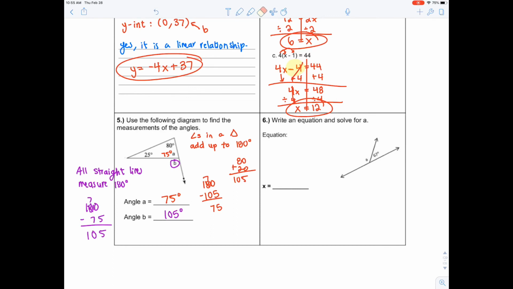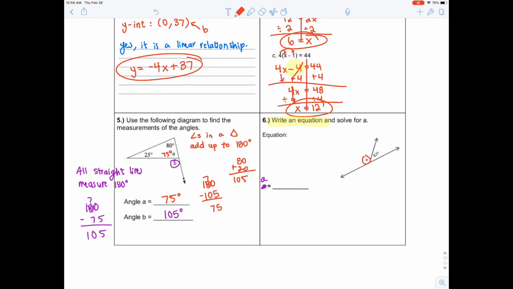Excellent. Okay, number 6, it says to write an equation and solve for A. Okay, this answer text is wrong, that should be an A. So again, using that same concept from question 5, if I were to erase this purple line here, I would create a straight line, correct? So I need to find the measure of this red angle here. But I don't know what this value of A is. That's what I'm trying to find.